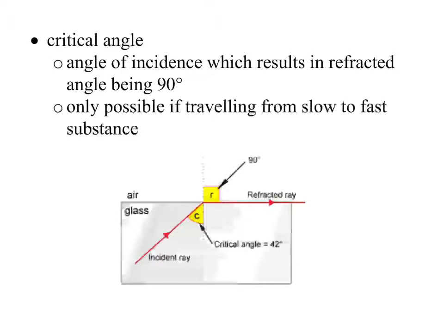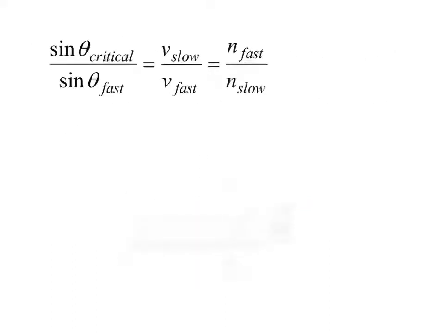Okay, so here's an example where we are going from glass to air. Glass is slower than air. And the incident ray, once it's at a certain angle and it refracts right here along the boundary, that's called the critical angle. So for this exact glass-air interface, the critical angle is 42 degrees.